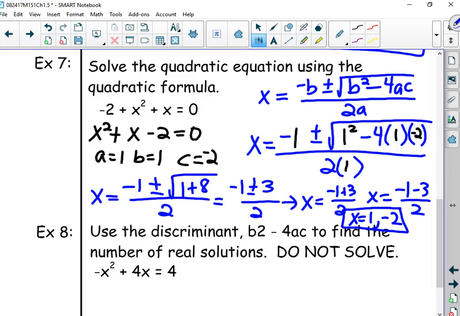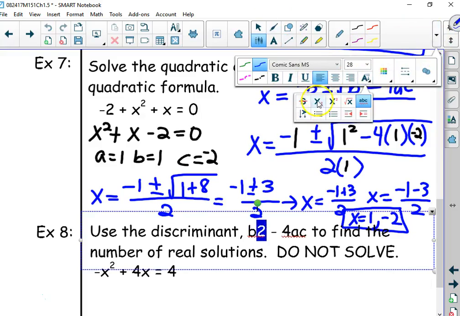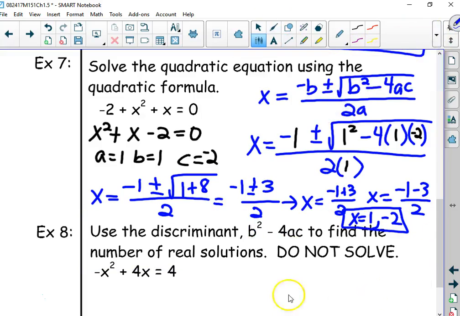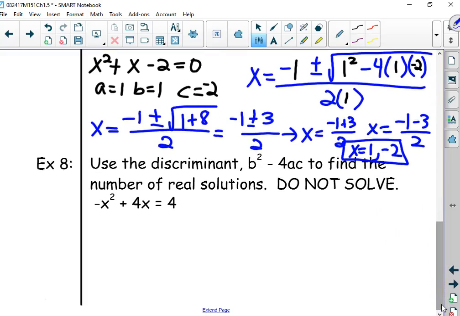Oh, and by the way, that should be a b squared. Forgot. Okay. That's what's underneath the radical in our quadratic formula. So if the discriminant is negative, that means we've got a negative under a square root, and those are not real solutions. So we just crunch through the discriminant, see if it's positive or negative.